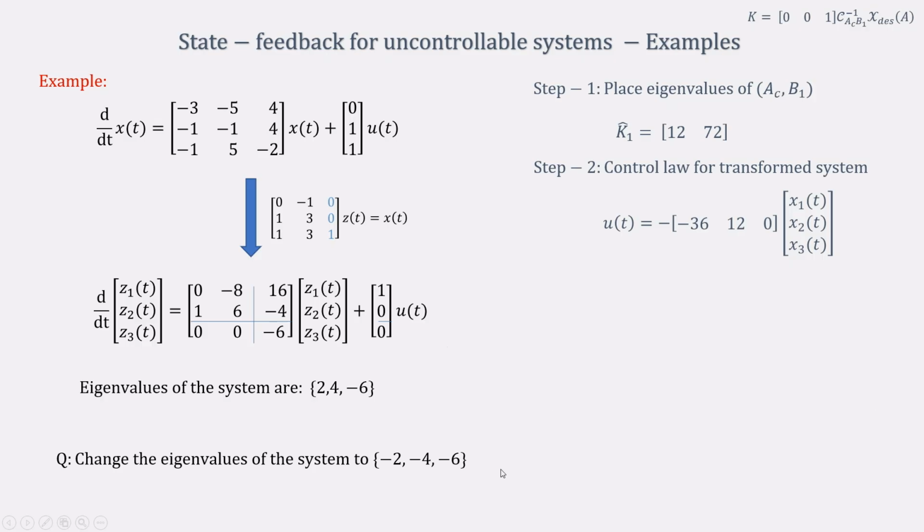This actually gives you an idea as to how we can find the state feedback controller for uncontrollable systems. If we want to change the eigenvalues which are uncontrollable, we will not be able to do that. However, if we want to change the eigenvalues which are controllable, we will be able to achieve that.